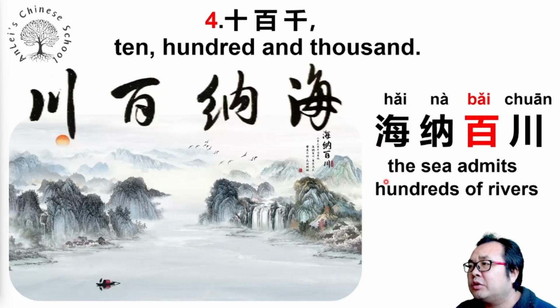There's one idiom called 海纳百川. The sea admits hundreds of rivers. 100 here doesn't mean exactly 100. That means many. So many rivers all flow to the sea. And that's awesome. It means all kinds of power and strength all accumulated together.